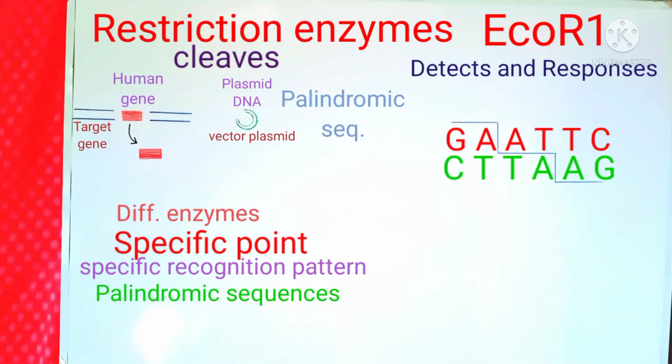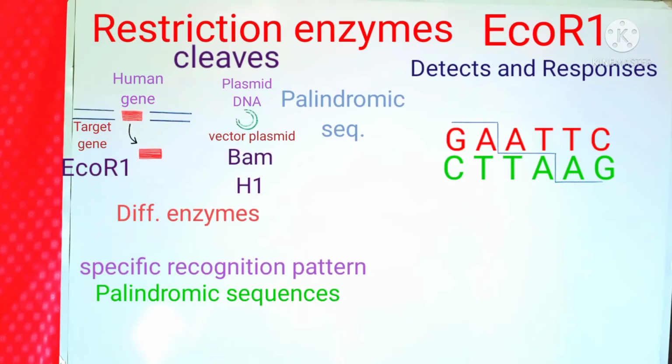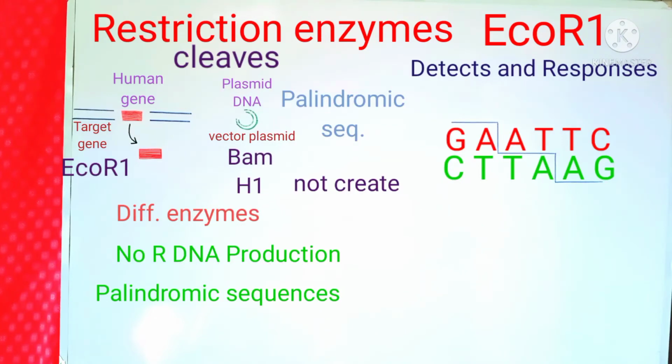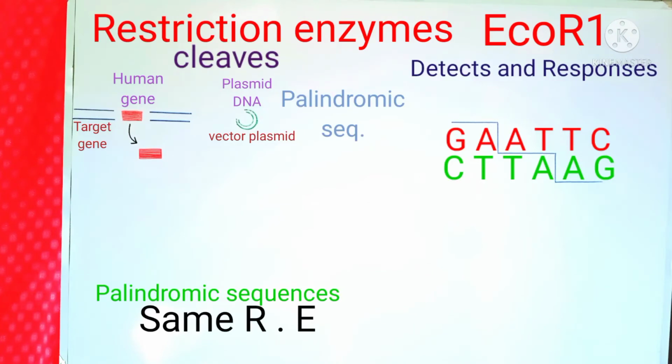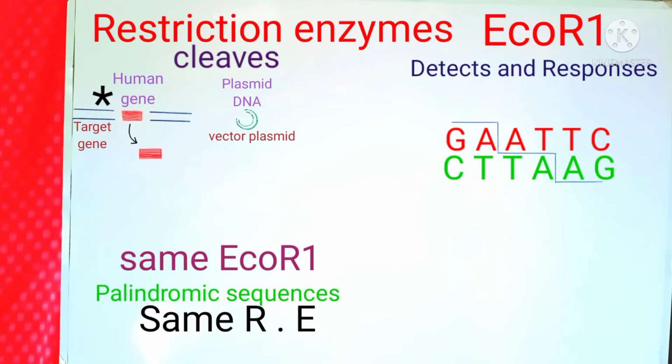Otherwise, if different enzymes are used, for example EcoR1 for cutting the target gene and BamH1 for the vector plasmid, then the palindromic sequence will not be created and recombinant DNA will not be prepared because the complementary match of base pairs will not occur. So for the complementary match of nitrogenous bases of the DNA or RNA nucleotide, the same restriction enzyme must be used. In this case, EcoR1 is used to cut the target gene out, and the same EcoR1 enzyme is also used for cleaving the vector plasmid.